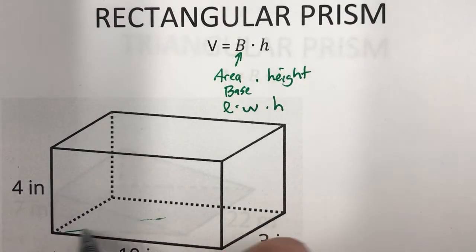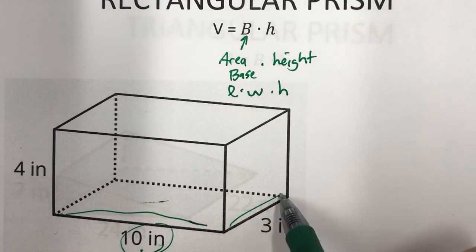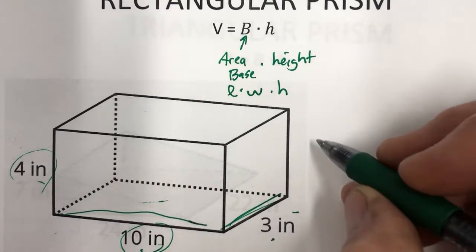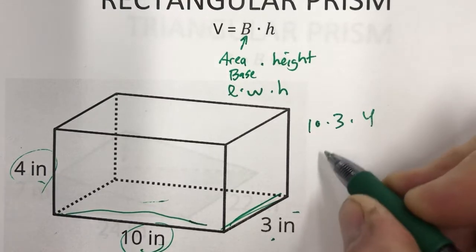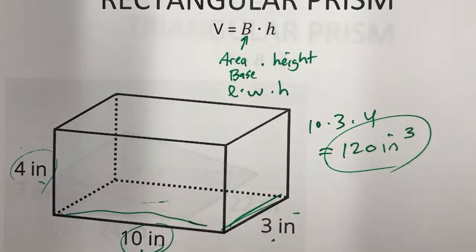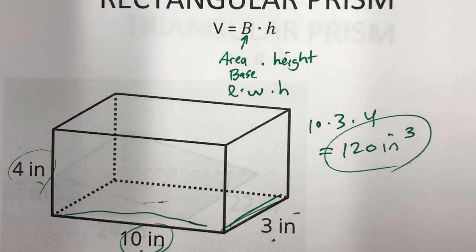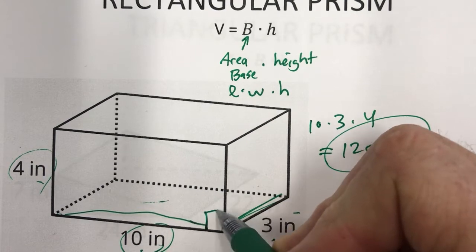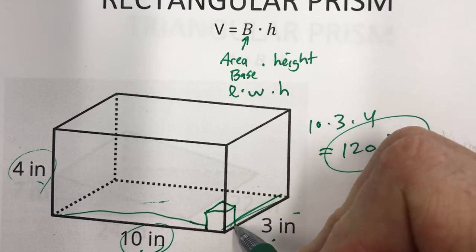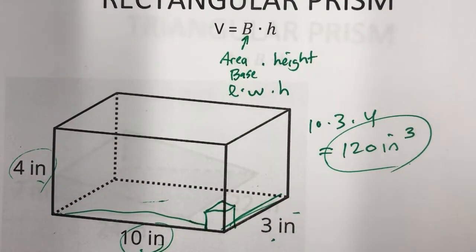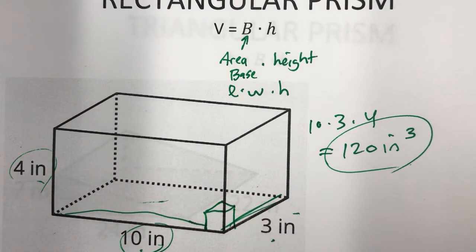So your length right here is 10, your width is 3, and your height is 4. So 10 times 3 times 4, that's 120. And this is cubic inches. In other words, what that means is you have these 1-inch cubes that fit in here. Here's a 1-inch cube right here, and I can fit 120 of those in this box. That's how much space is inside that box.